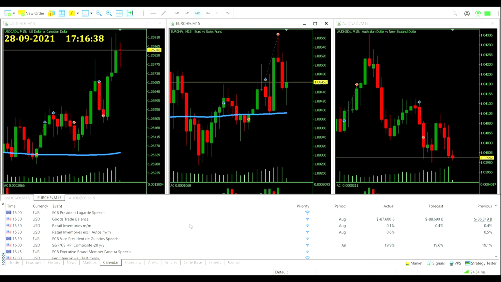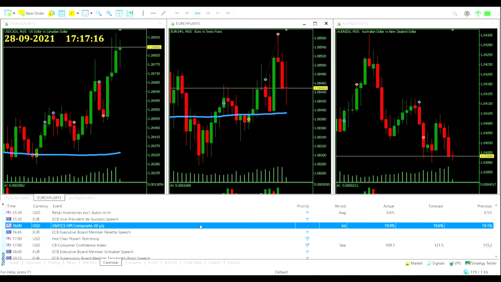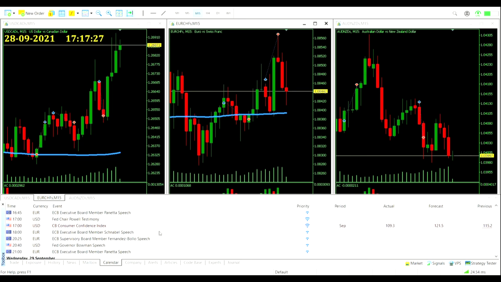So the US dollar goods trade balance came in at negative 87.6 billion. That was against the forecast of negative 88.6 billion. Slightly better than expected for them. And then retail inventories coming in month on month at 0.1% against 0.4% forecast. At 4 o'clock, we did also get on the US dollar the house price index composite 20, 19.9% year on year against the forecast of 19.6%. About as expected there.